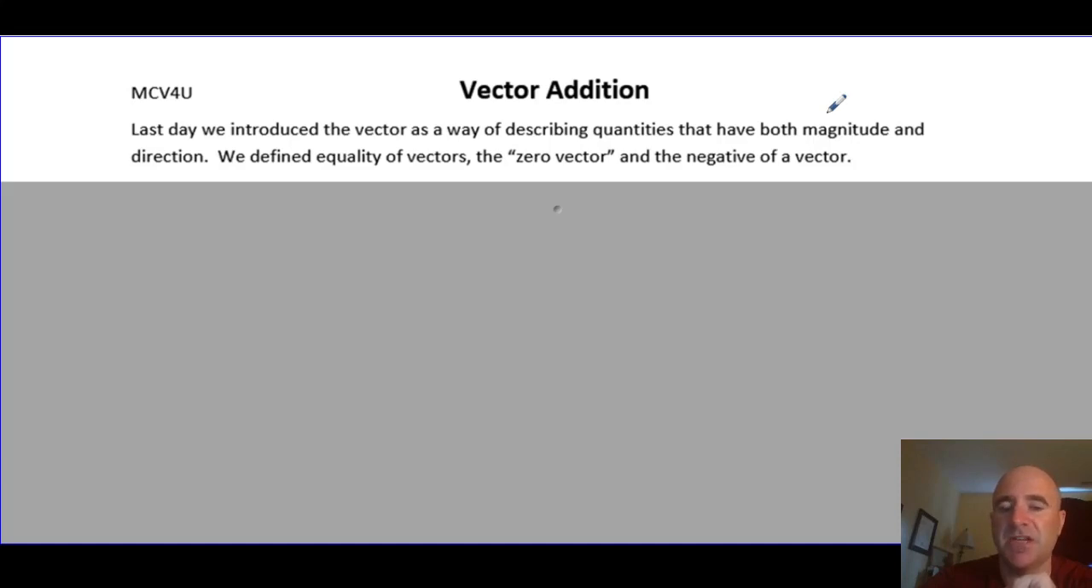And although I didn't write it on the page here, we talked about scalar multiplication as well, which is an operation that you perform with a scalar and a vector. And now we're going to talk about vector addition. We're also going to talk about vector subtraction as well.